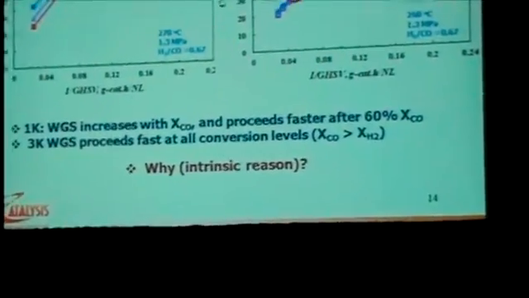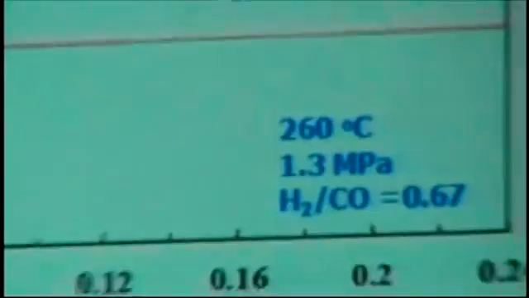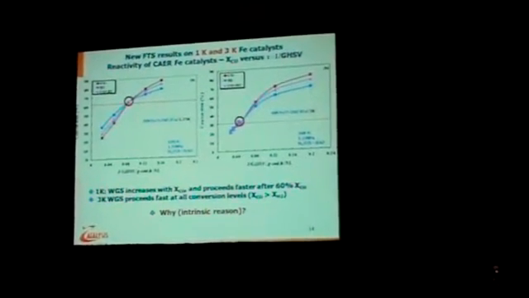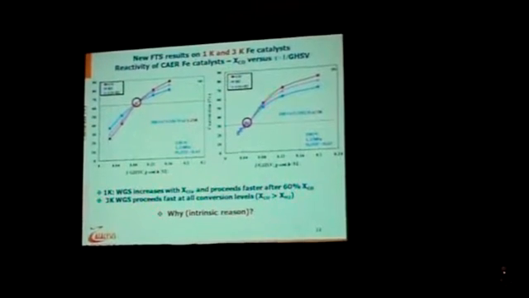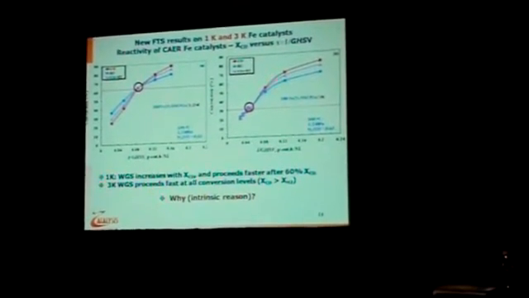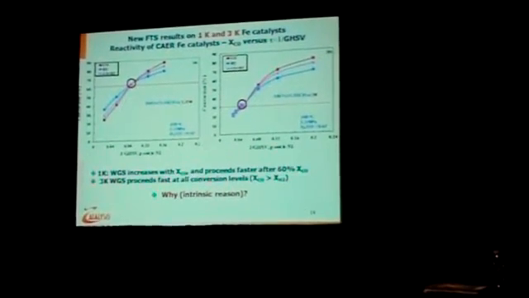However, if we look at the results on the 3K catalyst, shown on the right, the difference is quite clear. Even at a very low conversion level, the CO conversion, the red line, is greater than the hydrogen conversion, which means that the water gas shift reaction already proceeds very fast even at low conversion level. So the question we are going to discuss is why potassium changes the water gas shift reaction so greatly.